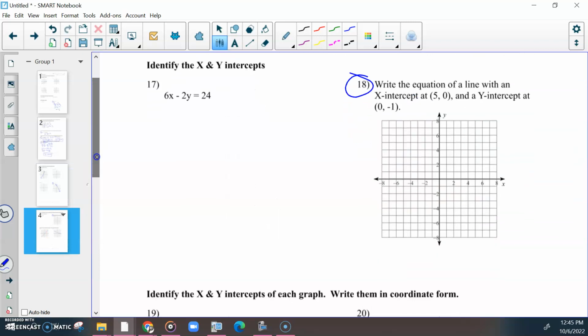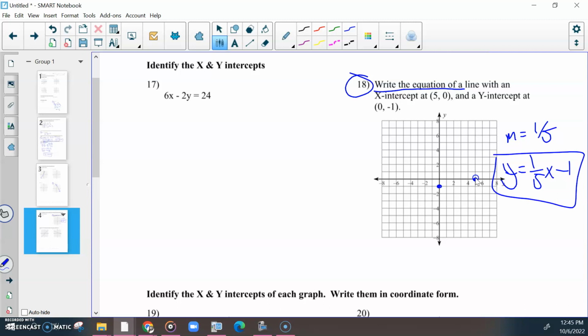And then for 18, you have to do 2 things. One, show me how you found the slope, either by plotting these points to show me that you counted the slope, or do it arbitrarily. And then after you find your slope, write the equation, because that's what it's supposed to do. So y equals 1/5 x minus 1. Yes. 17, yeah, we'll do that in a second. Questions on that one?